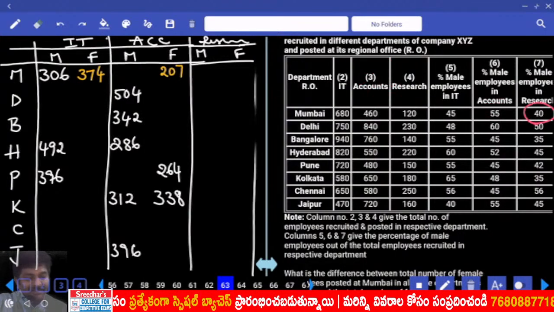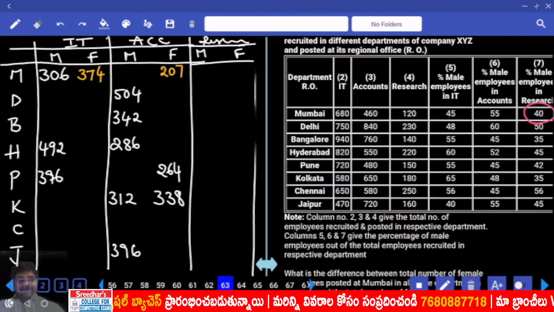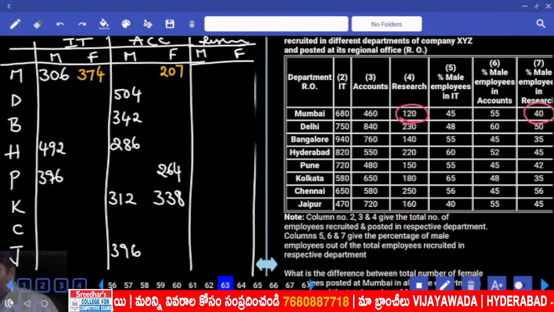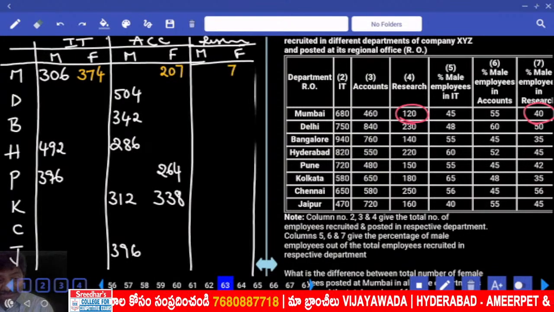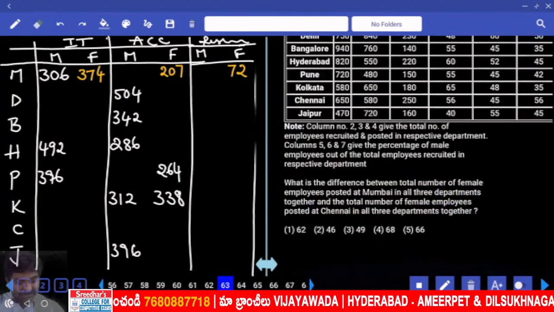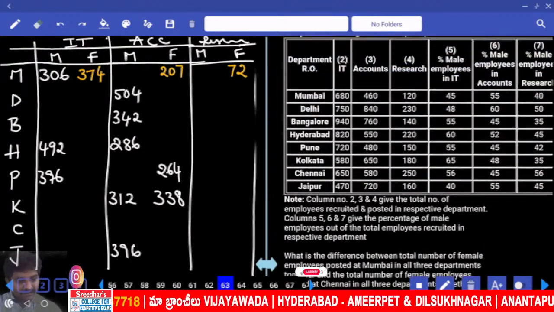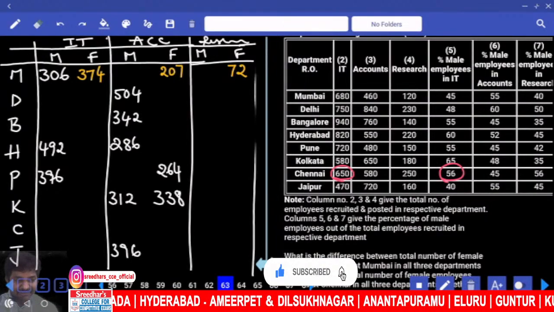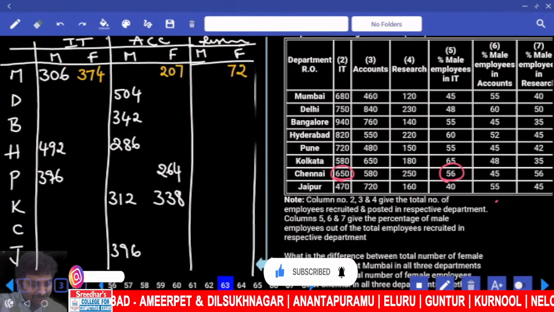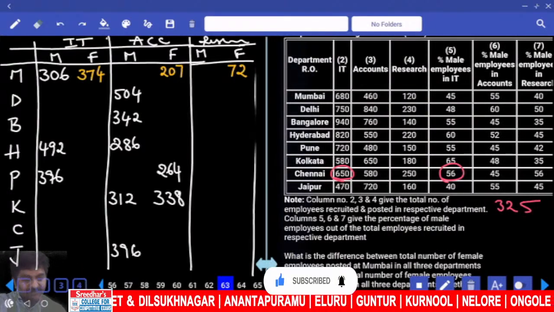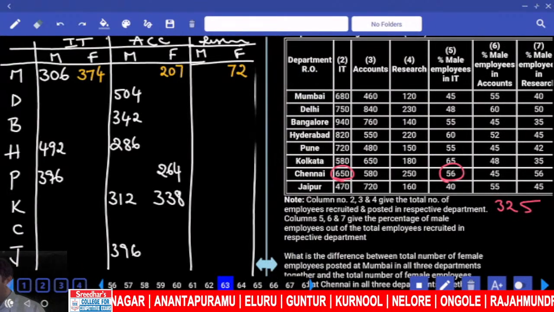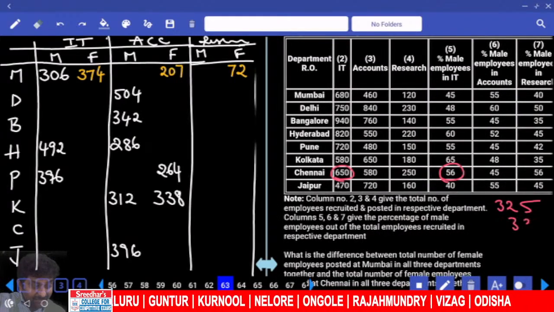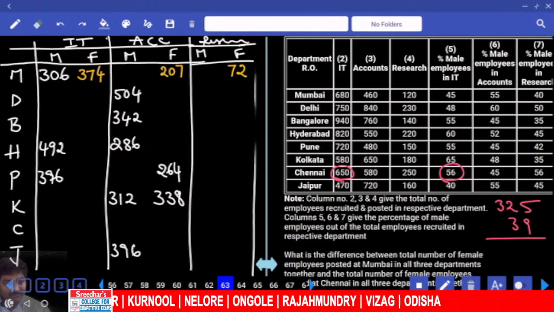Next, in research department 40% are male, remaining 60% are female. 60% of this number. 10% is 12, into 6, 72. Next, the same we need it for Chennai. Last but one. 56% of this number. 50% is approximately 325. 6%: 1% is 6.5. Double 13. Triple 39. 364.